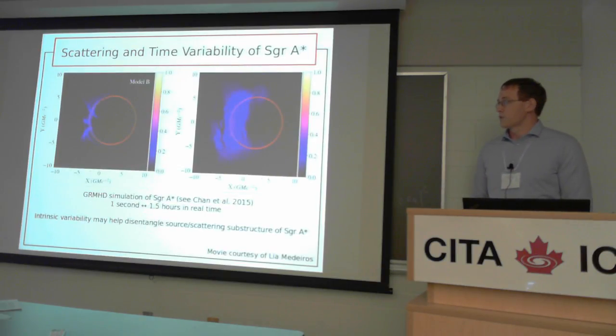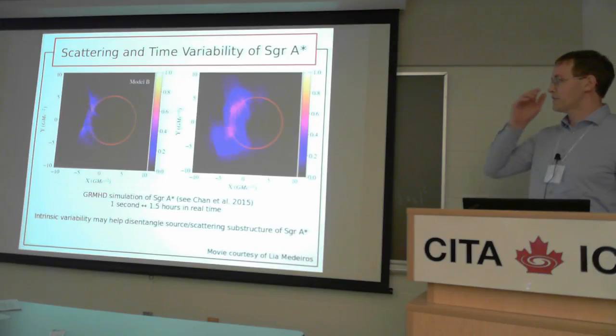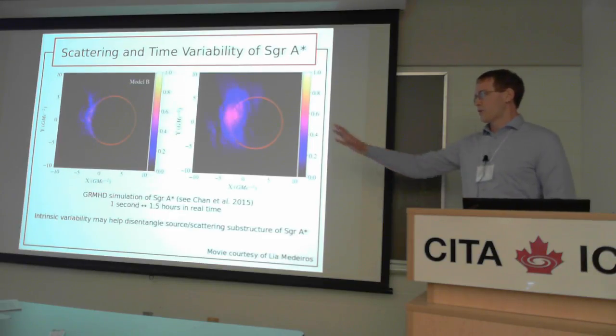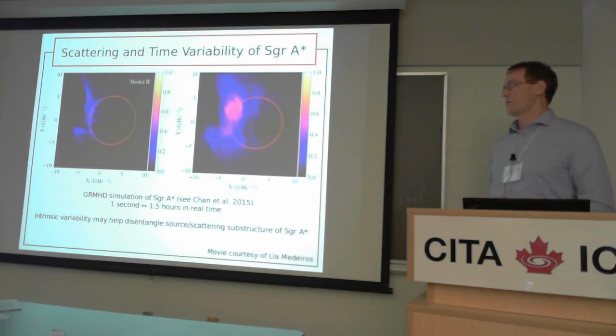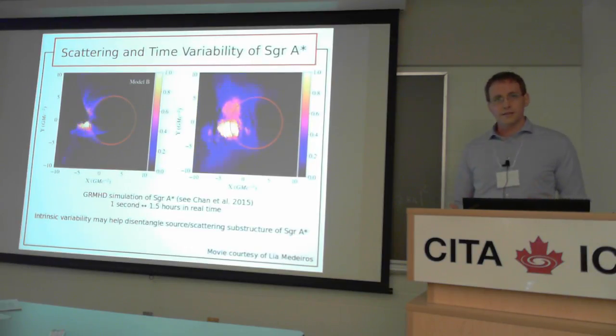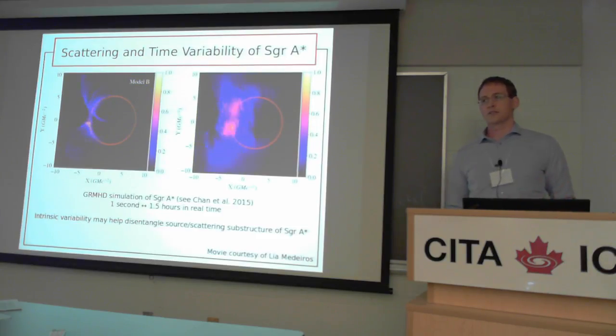So one direction where I think we could do much better is in understanding and using time variability. Here's one example. On the left is our GRMHD simulation of an accretion flow onto a black hole. In this simulation, about 1 second would correspond to about 1.5 hours in real time. So we expect, over a single observation of Sagittarius star, to be seeing all sorts of interesting activity.